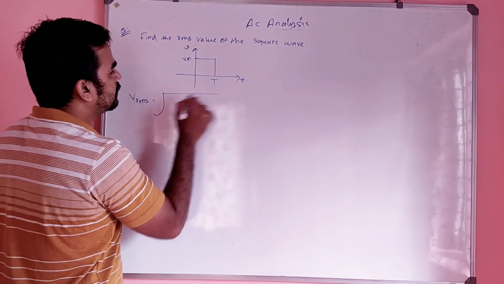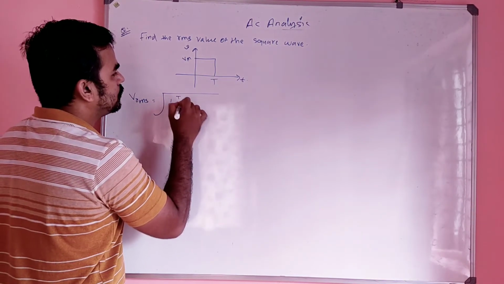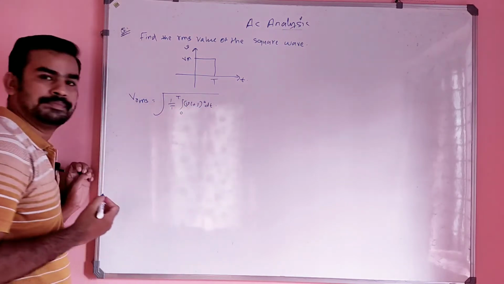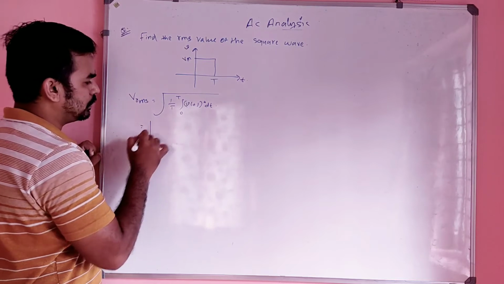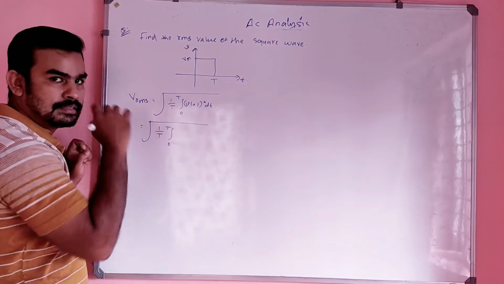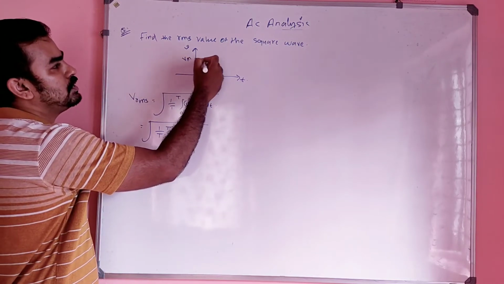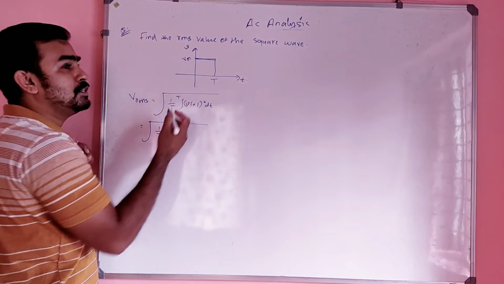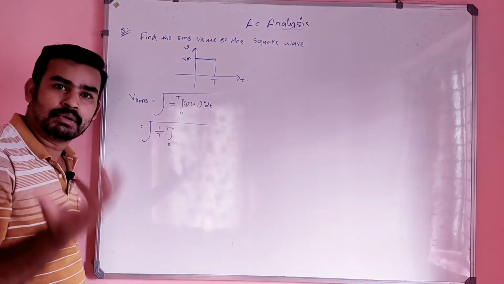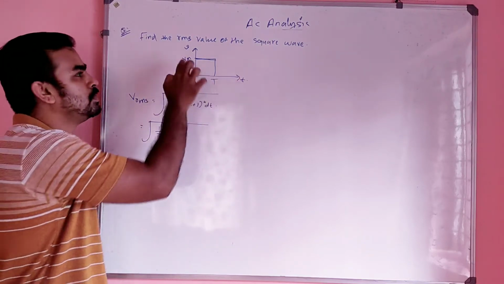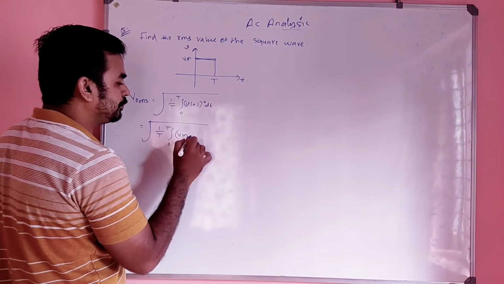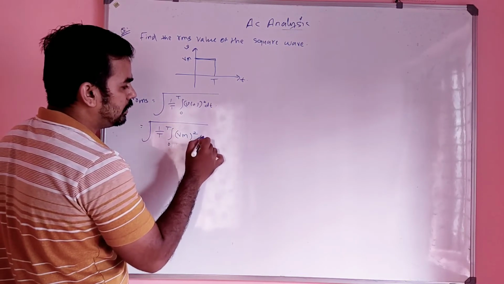You have Vrms equal to the root of 1 by T integral 0 to T of V of t squared dt. What is V of t here? V of t is nothing but a constant for up to T. So there is no need to complicate things by finding an equation; it's simply a constant value. So V of t will be simply Vm, and we have Vm square dt.